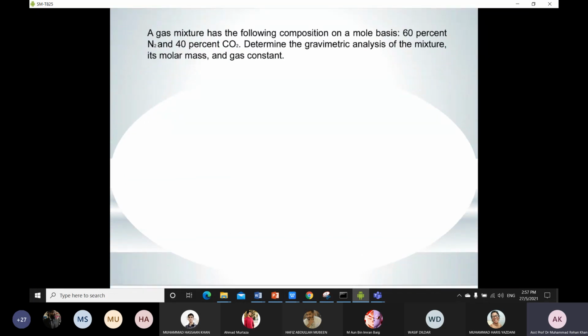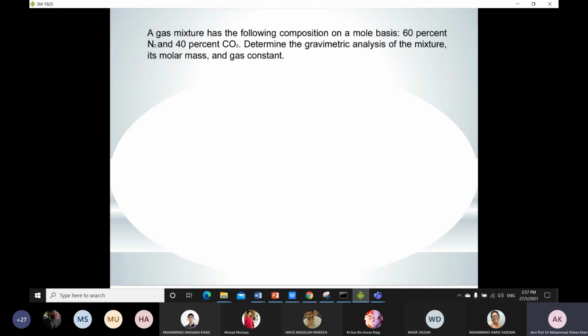Okay, so coming toward the next question. This is 13-11 from your book. It is mentioned that a gas mixture has the following composition on a mole basis: 60% N2 and 40% CO2. Determine the gravimetric analysis of the mixture.